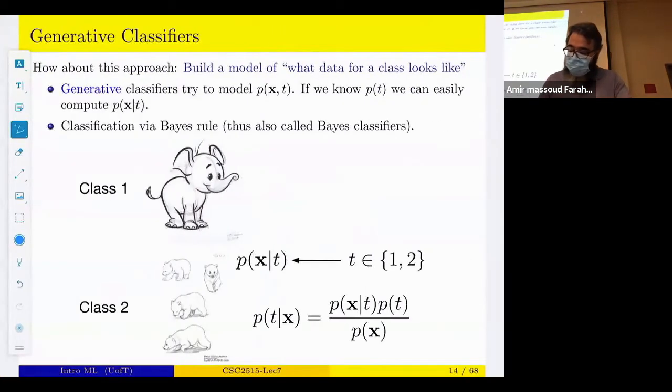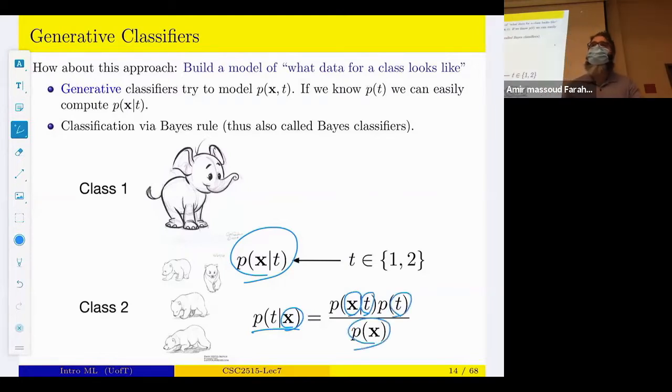So if we have this model, you will see that we can use it for classification through the Bayes rule. So how does it do that? The Bayes rule basically says that the probability of class T conditioned on X is the probability of X conditioned on T times the probability of T, divided by P of X.